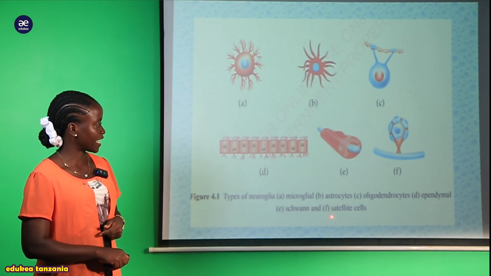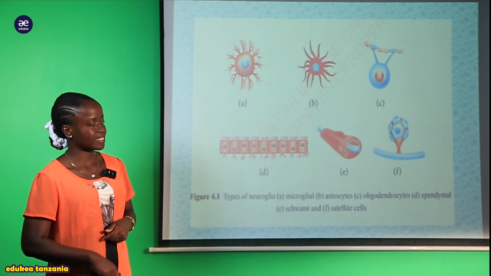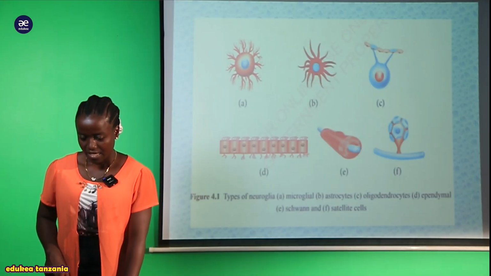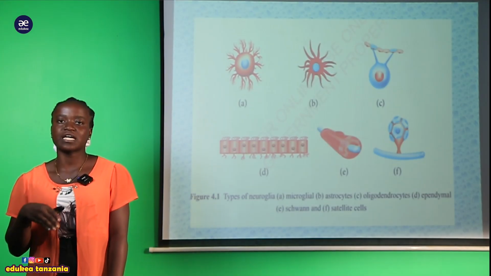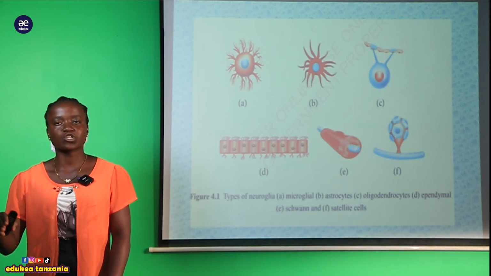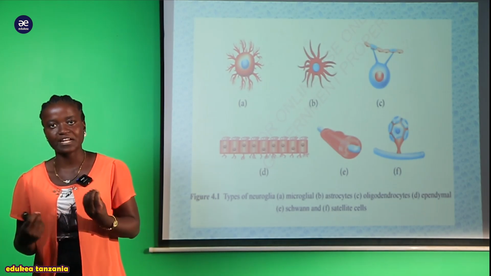Lakini finally we have satellite cell. This one is the satellite cell. But we have to know one after another and their function in the coordination or in conduction of the nerves impulse. Inakuwa inafanya kazi gani?